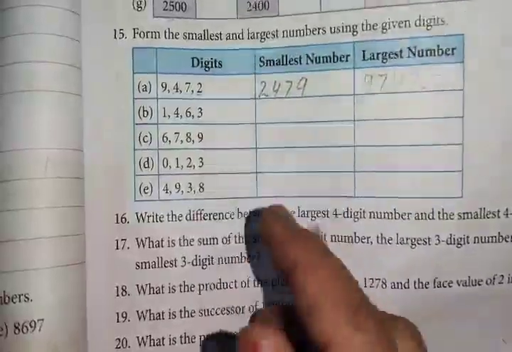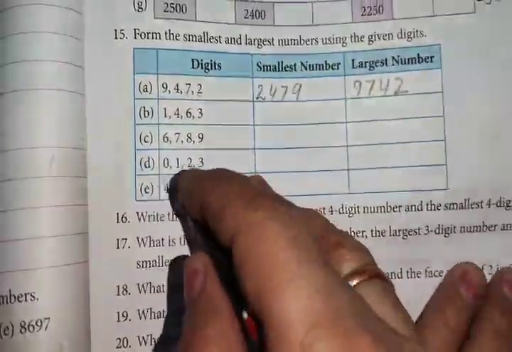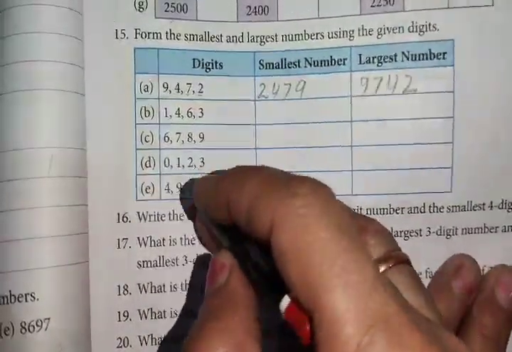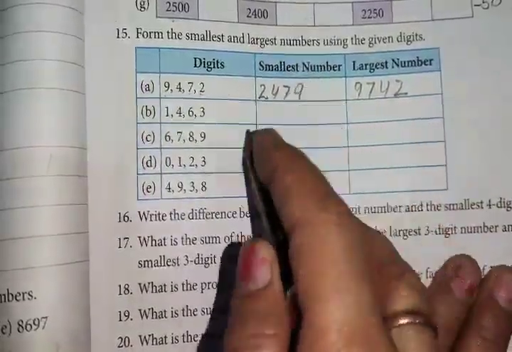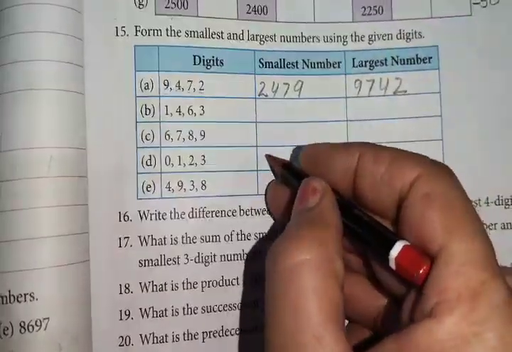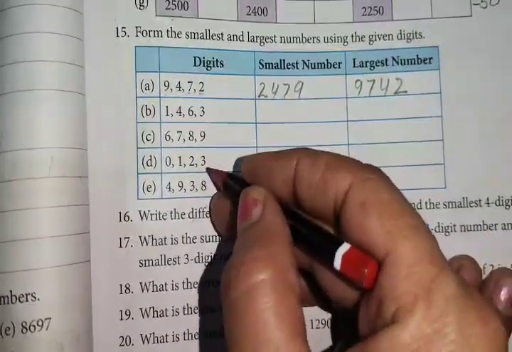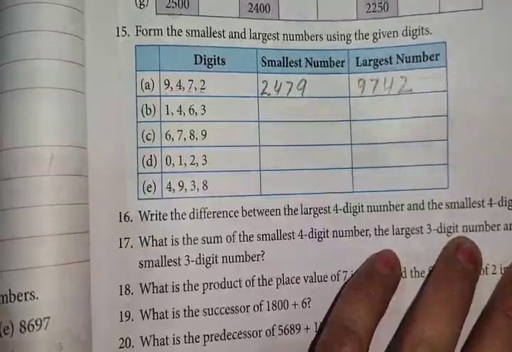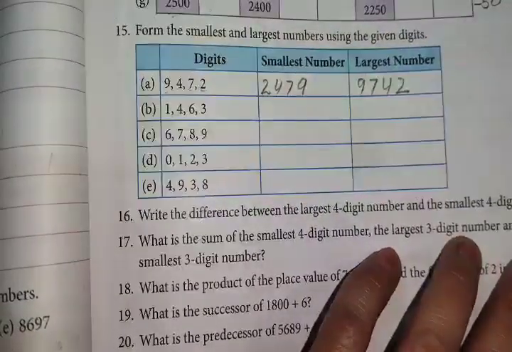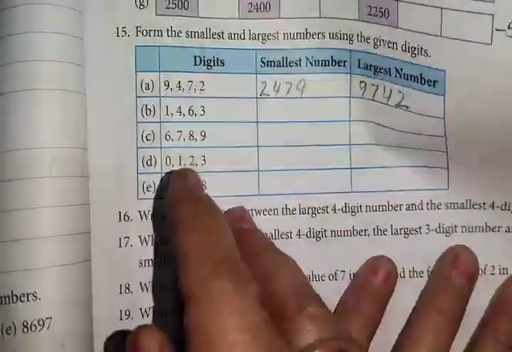Likewise you have to complete this table. I will do D41U. 0, 1, 2, 3. We have to create the smallest number. If we write 0 here, then we have only 3 digits. If we have 0 in any number, then we write a digit larger than 0 from the given digits.